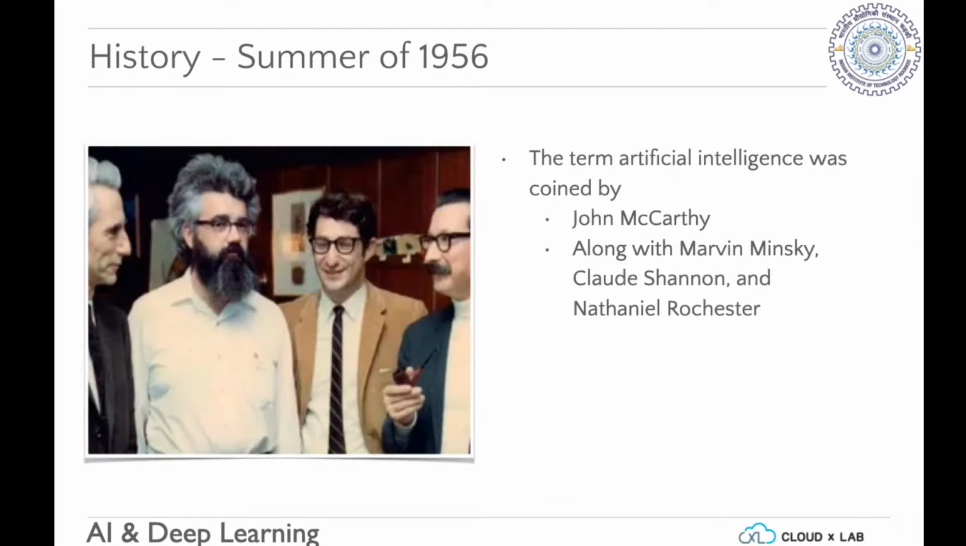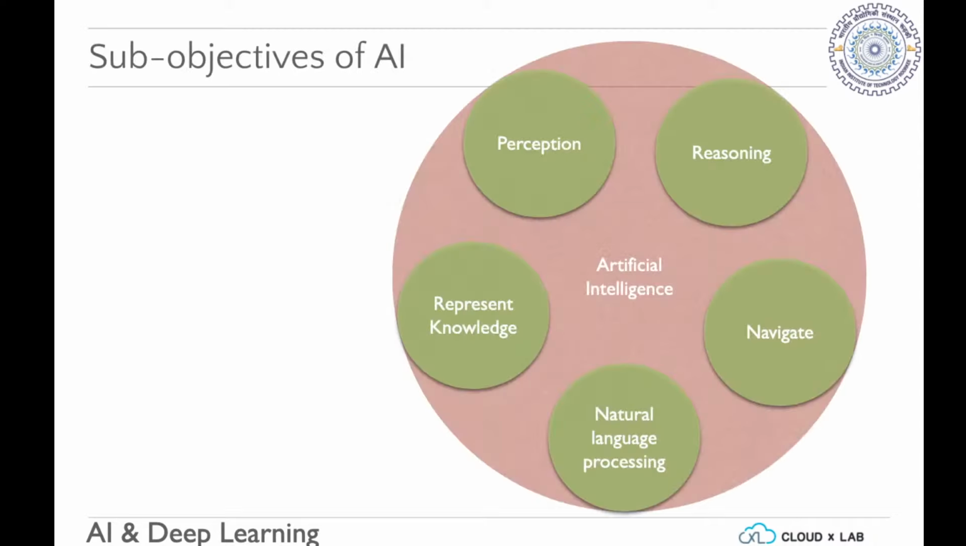The term artificial intelligence was coined by John McCarthy, Marvin Minsky, Claude Shannon, and Nathaniel Rochester, back in the 1950s. As I mentioned, a lot of the theory for artificial intelligence was thought of quite early on. As part of defining what AI is, they spent more time thinking about what AI machines should do. They defined that AI machines should have a few sub-objectives.